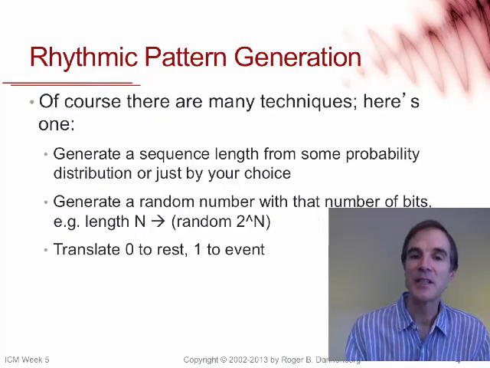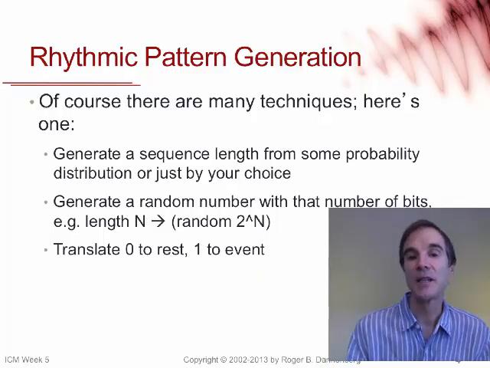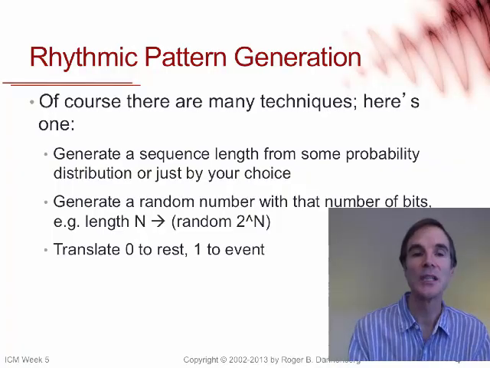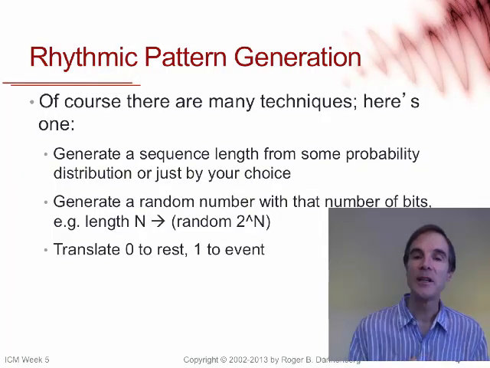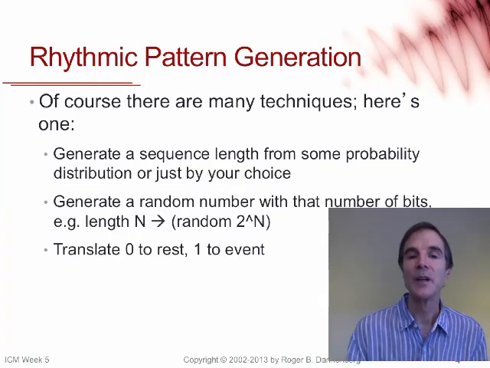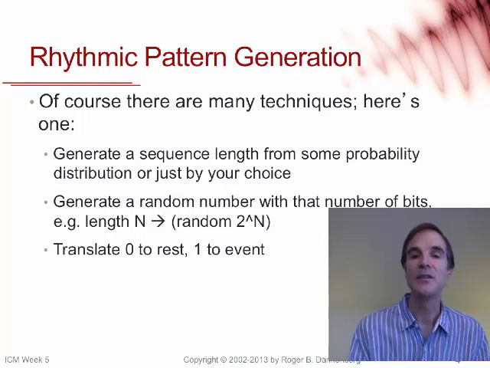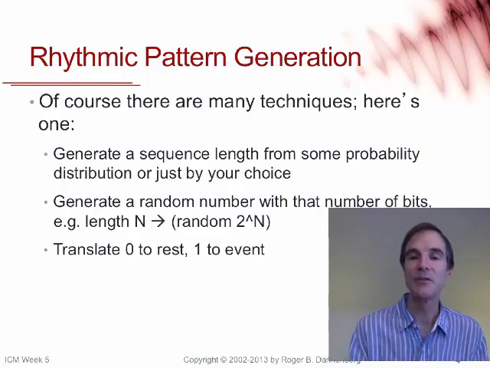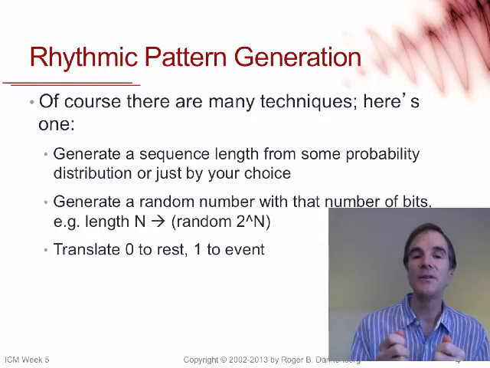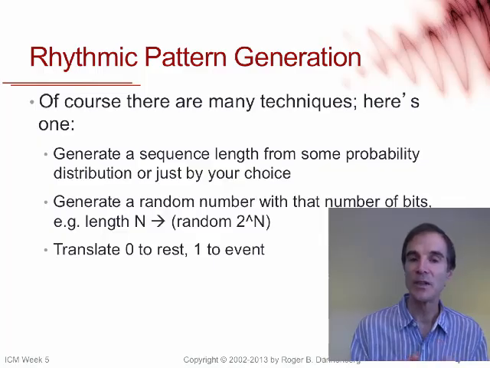You generate a sequence length from some probability distribution, or maybe it's a fixed value, or it's your choice, and then you generate a random number with that number of bits. So if the length is n, then we need to pick a random integer from 0 to 2 to the n minus 1, and then you translate the bits of that random number where 0 is a rest and 1 means play an event.